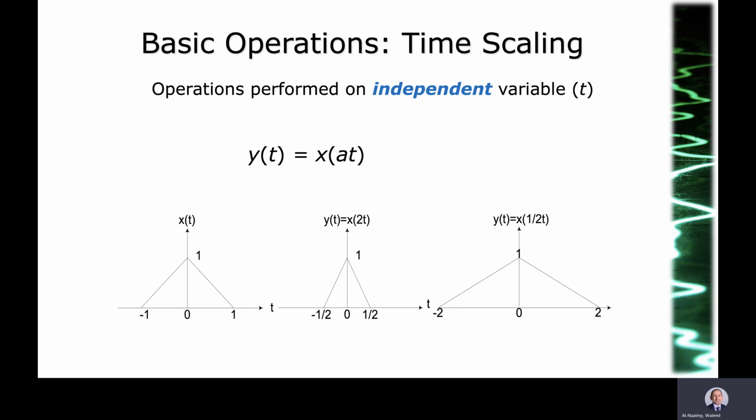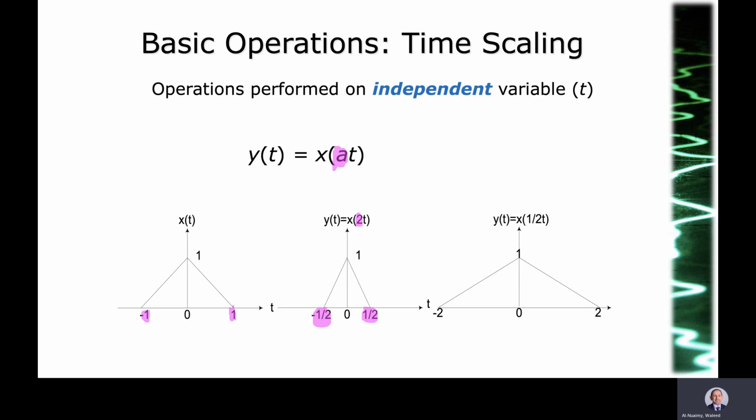So assuming that your scaling factor A is greater than 1, then when you multiply your independent variable t by this constant greater than 1, it'll cause your function to be stretched by a factor of 1 over a. So in this case, you're multiplying by 2, but what you're doing is compressing your signal. It had a width of 2, now it has a width of 2 divided by 2, which is 1. So we've compressed it.